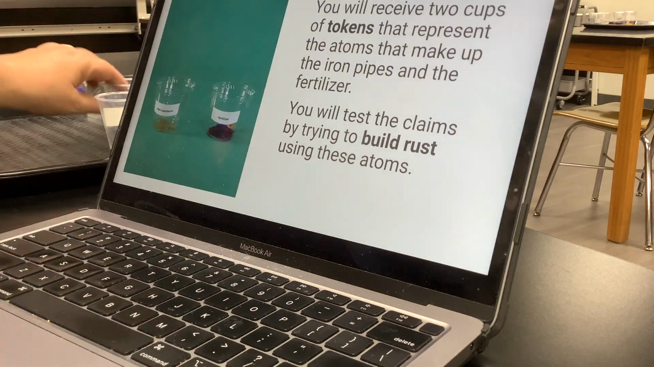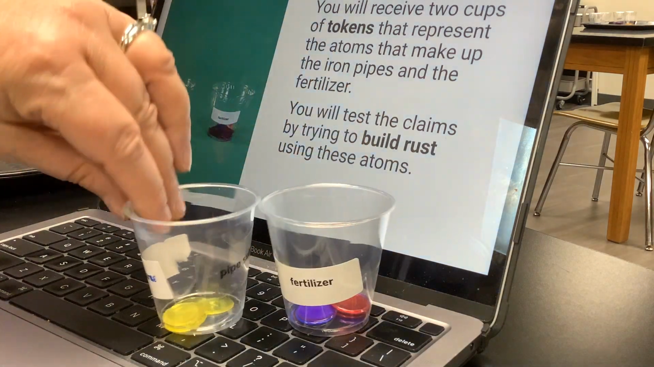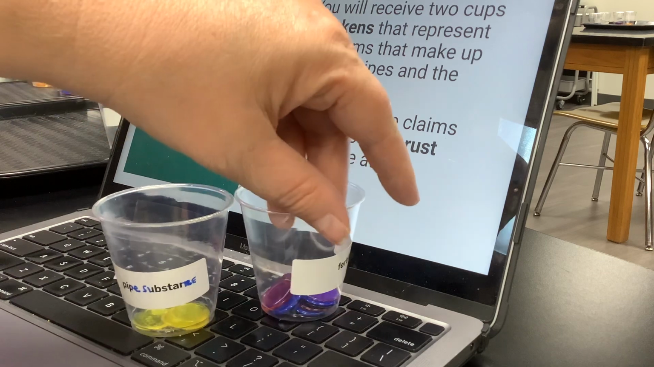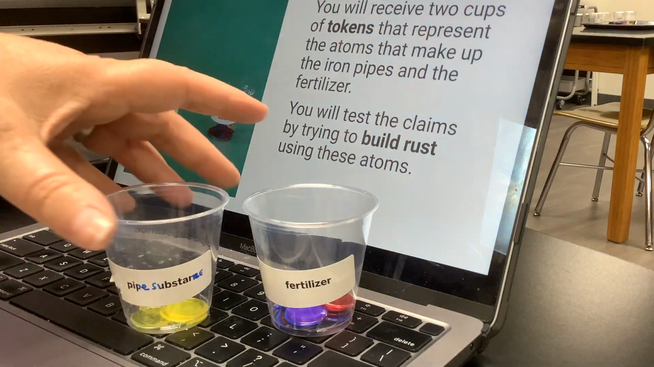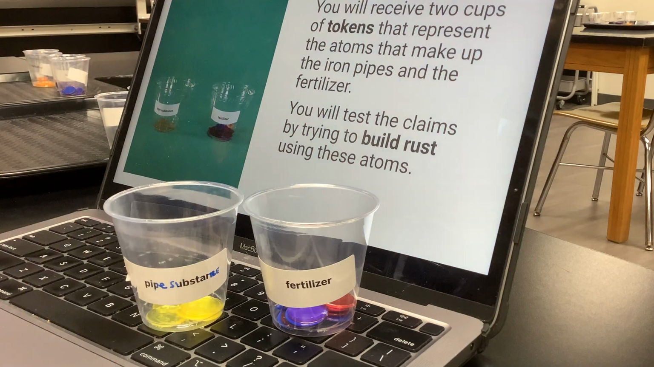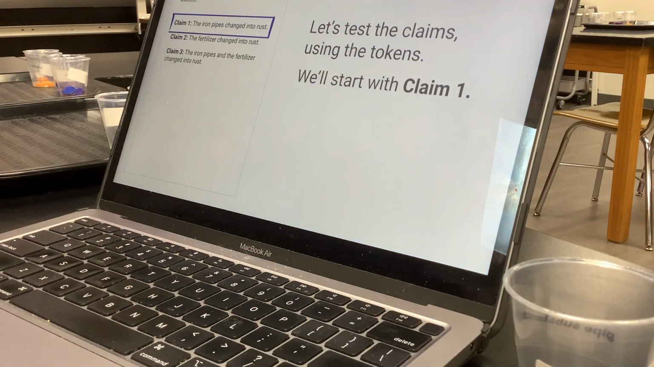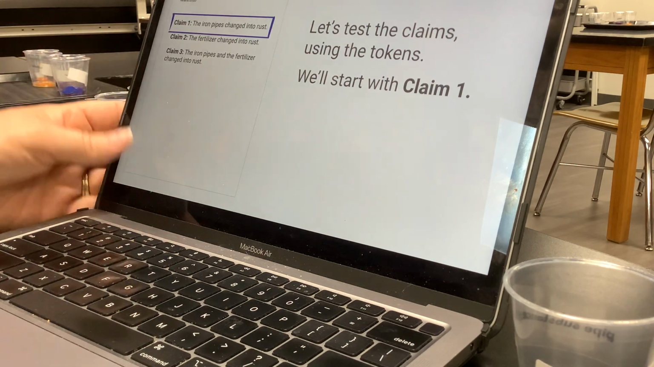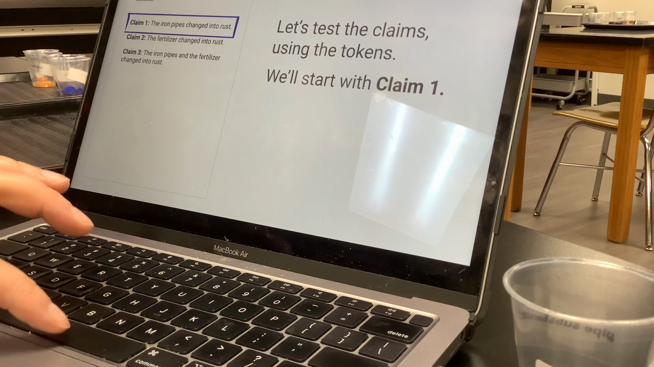Each person received a cup of tokens. They look like this, and they're labeled pipe, substance, and fertilizer, okay? So they're going to test the claims by trying to build rust using these atoms. Put those off to the side. All right, so we're going to test the claims using the tokens. We're going to start with claim number 1. You guys can see claim number 1 says the iron pipes changed into rust.